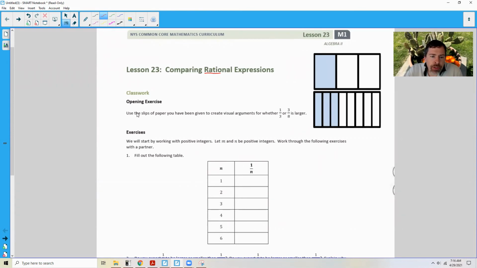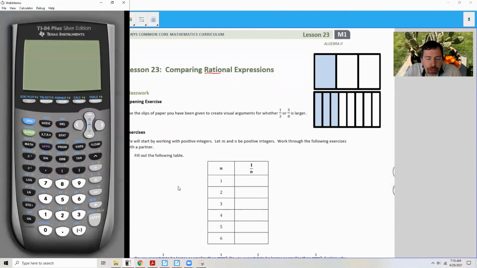So the classwork opening exercise says, use the slips of paper you have been given to create visual arguments for whether 1/3 or 3/8 is larger. Well, obviously I can't pass paper out to you through the internet. So in my video, I brought this diagram in, and this is 1 out of 3. It's 2 sheets of paper that are the same size, and this is broken up into 8 pieces. 1, 2, 3, 4, 5 are white and 3 are blue or shaded. So that's 3/8. As you can see, this carries over just a little bit further, but hopefully there's an easier or better way.